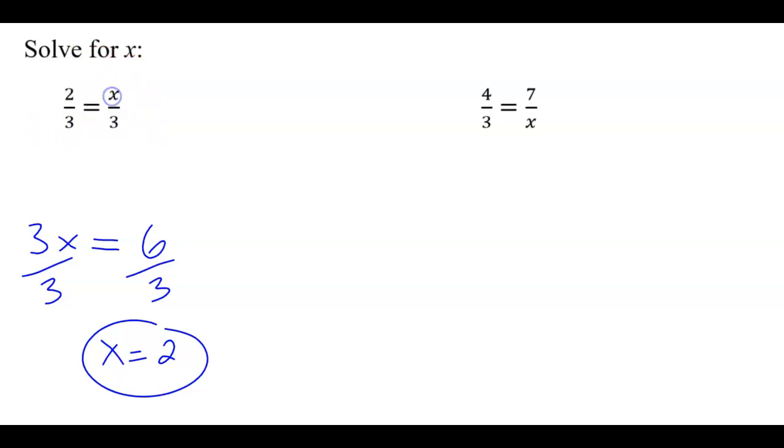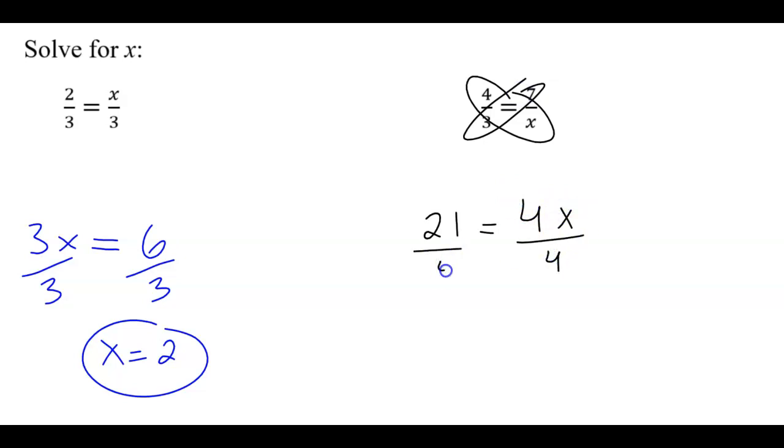It's pretty obvious that x needs to be 2, but you can kind of see why that works. Okay, so this one is maybe not as obvious. We just cross multiply, and it doesn't matter which order you do it. You could do 3 times 7 first, so we got 21 equals 4 times x, which would be 4x. Then to solve for x, we just divide by 4.